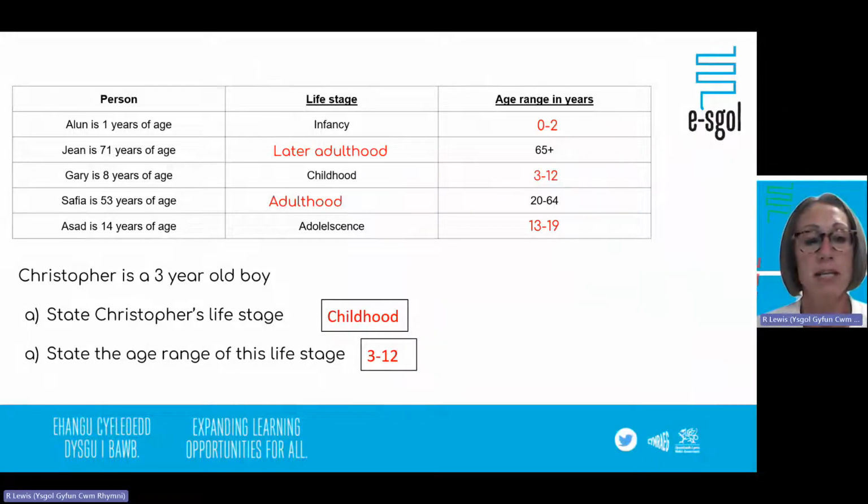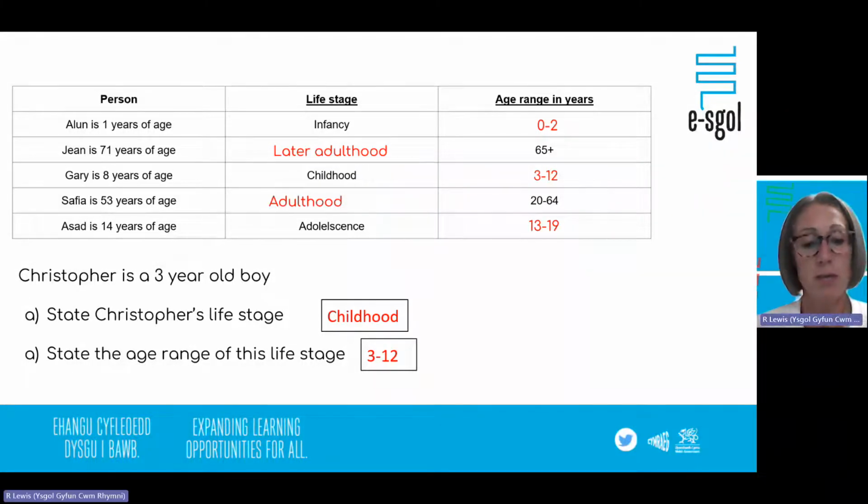Then we have Gary, who is 8 years of age. He is obviously in childhood, and you need to identify that childhood is 3 to 12. Sophia is 53. Obviously, the age range is there, 20 to 64. So hopefully we'll understand that that is adulthood. And then Assad is 14 years of age and is in adolescence. And the age range for that is 13 to 19. To me, if you're getting a mark there for each correct answer, and you can pick up 5 marks quite easily just by identifying those life stages and age ranges.